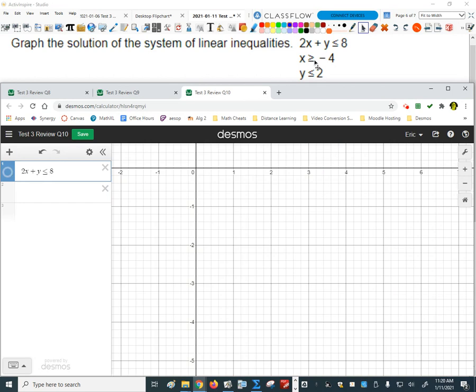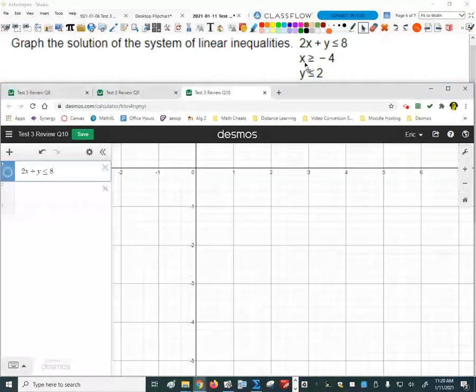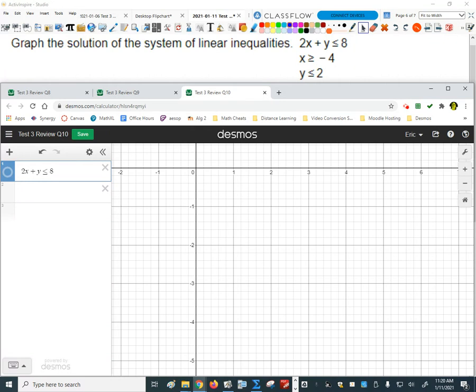What about the second part? X is greater than or equal to negative 4. What's that boundary line going to look like there? I want to know, what's the boundary line going to look like? The boundary line is just going to be the line x equals negative 4. Describe that one to me. Let's see, Jordan? Solid vertical line. Very good.